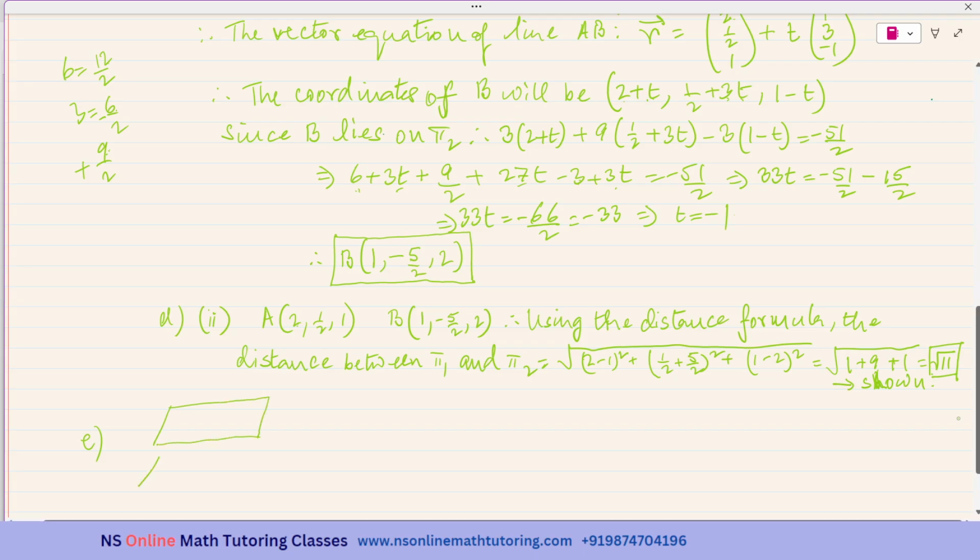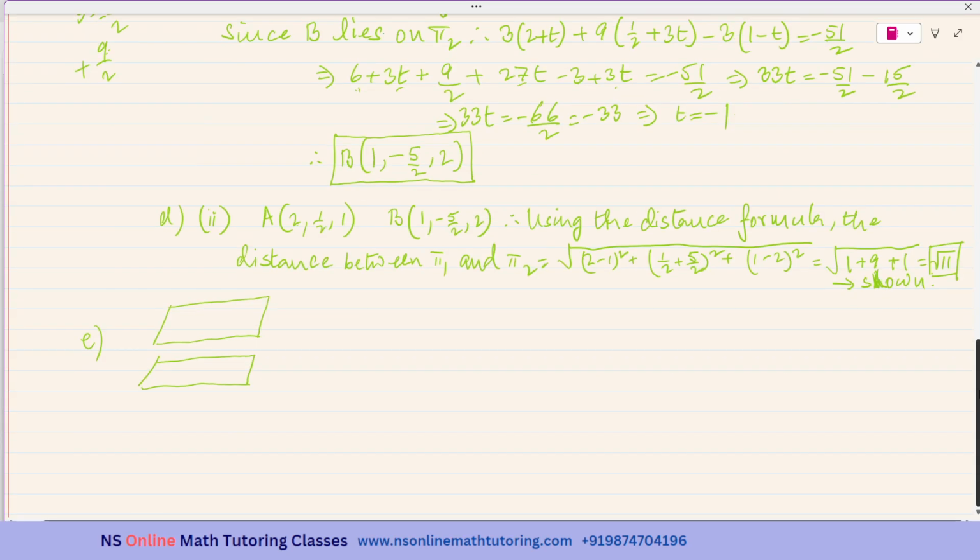So this is pi 2, this is pi 1, and this one is pi 3. Okay, so this is the point A with coordinates 2, half, and 1. This is pi 1, this is pi 2, and this is pi 3. All of them are parallel planes. Okay, this is the point B rather, 1, minus 5 over 2 and 2.